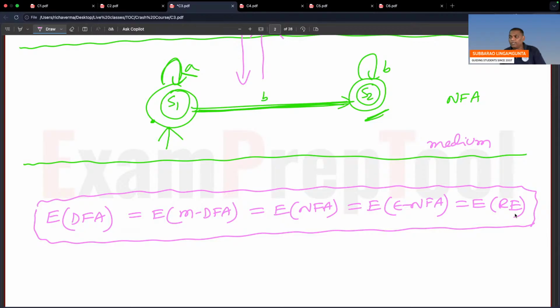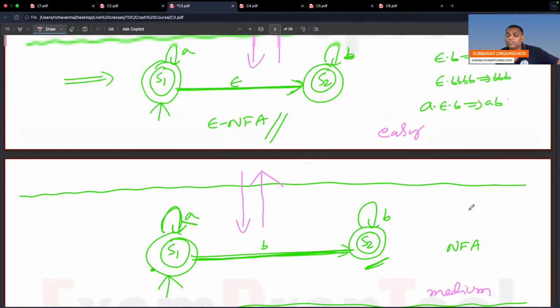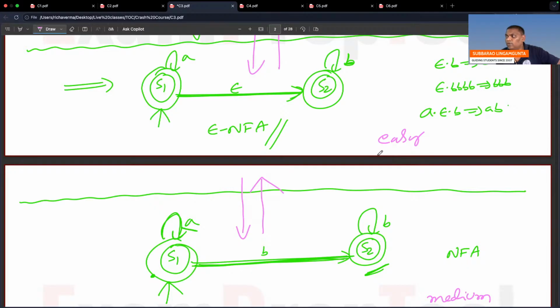Sir, DFA is there, NFA is not there? No, both are there. Sir, NFA is there, epsilon NFA not there? Both are there. Whichever is easy to you, do that. Normally easy is epsilon NFA. Why? First A's, then B's. A's may come, may not come. B's may come, may not come. So A's in the S1 state, B's in the S2, in between epsilon you write. Epsilon will separate them.